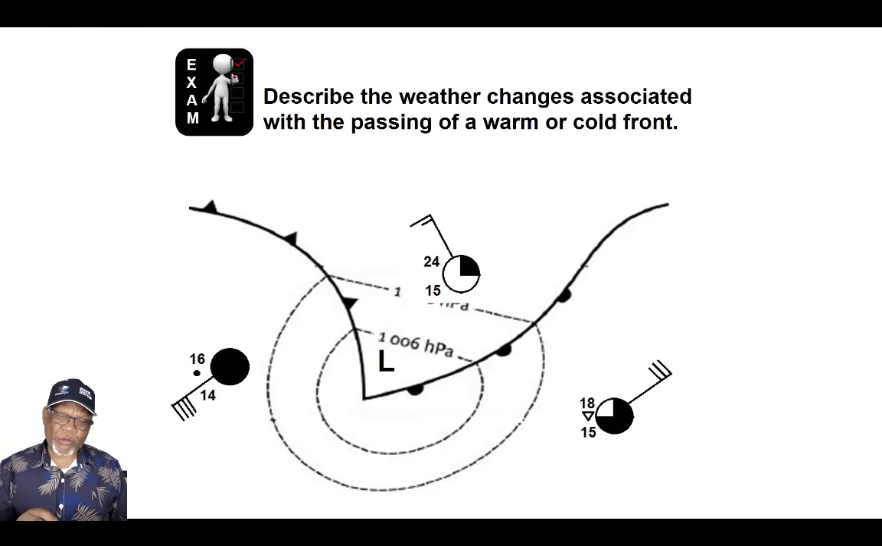Now, what you're looking at here are the different station models. Let's say this is station model A, this is B, this is C. When you look at these, where is rainfall more likely to take place among the three of them?